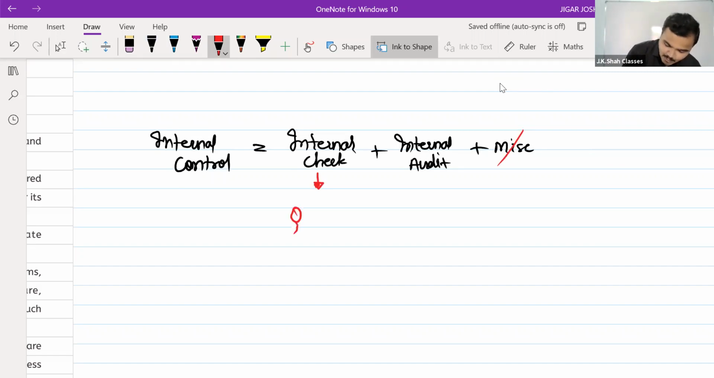Then what do you mean by internal check, people? Sir, internal check is purely the situation where the work of a junior is immediately supervised by a senior. So where the work of a junior is immediately supervised by the senior, my dear chartered, it is called what? Sir, it is called internal check. Second one, my dear chartered, what is it? Sir, it's internal audit. Yes, no, chartered.